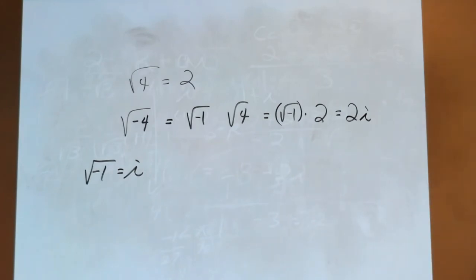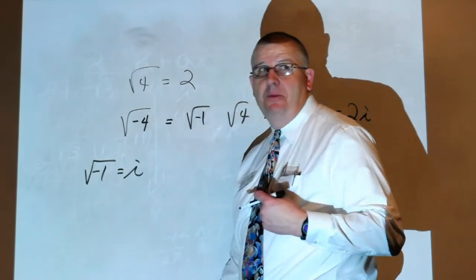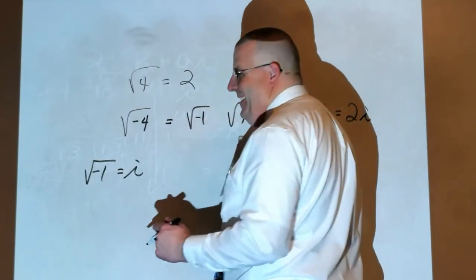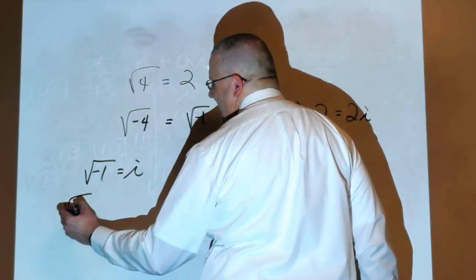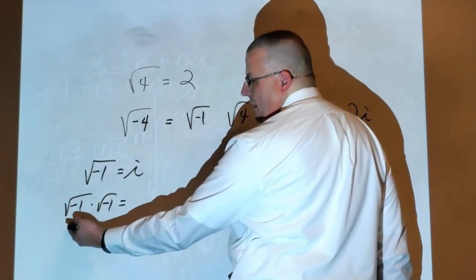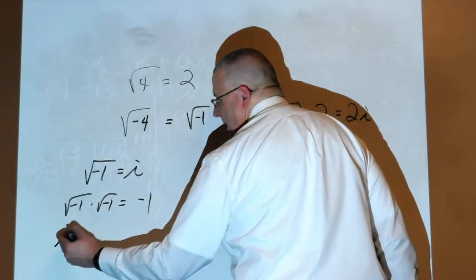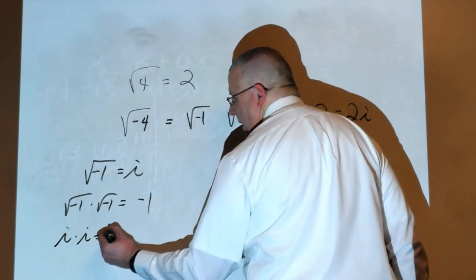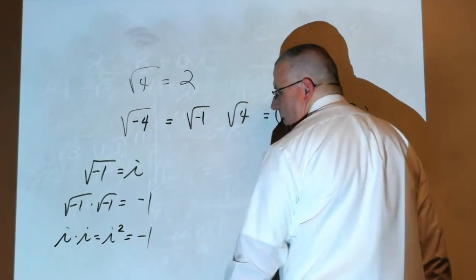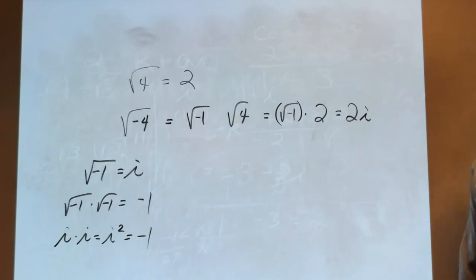And here's where it gets fun. Yeah, I'm a nerd. I have a pocket protector, and I'm qualified. Radical negative 1 times a radical negative 1, using our rules of radicals, would be just a negative 1, right? Well, that's the same thing as i times i, which is i squared, which is a negative 1. Good enough? i times i is a negative 1. i squared is a negative 1.